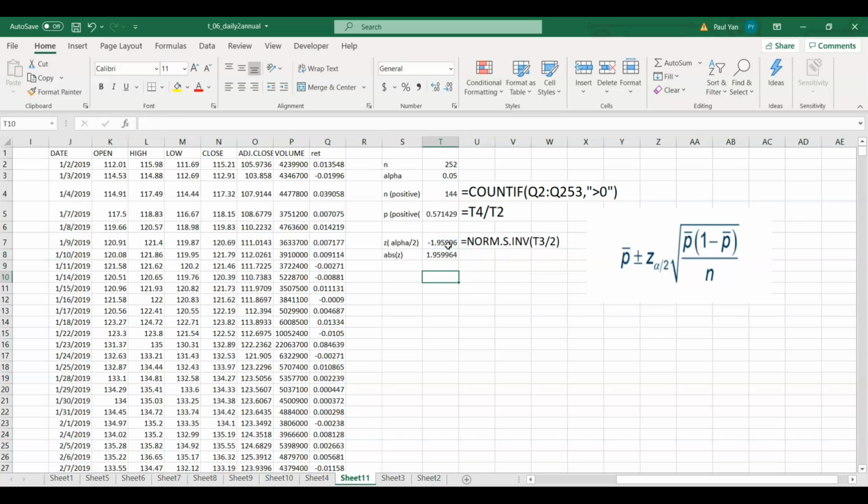Finally, our margin of error will be the z value times the square root of p times 1 minus p divided by n, and then close it.